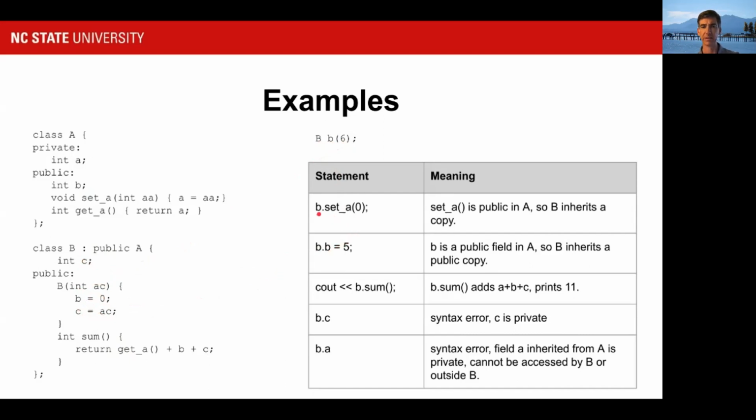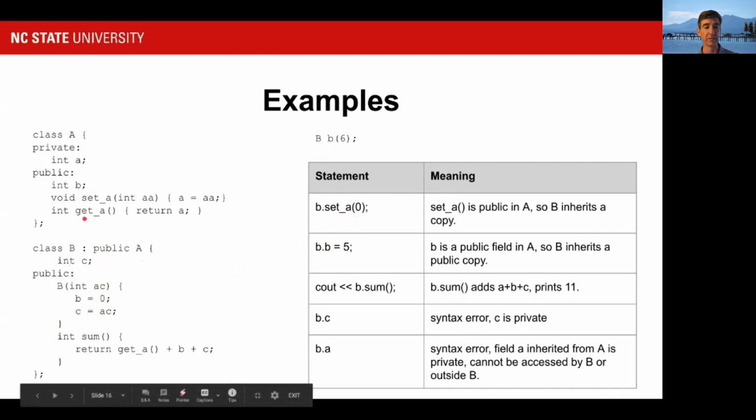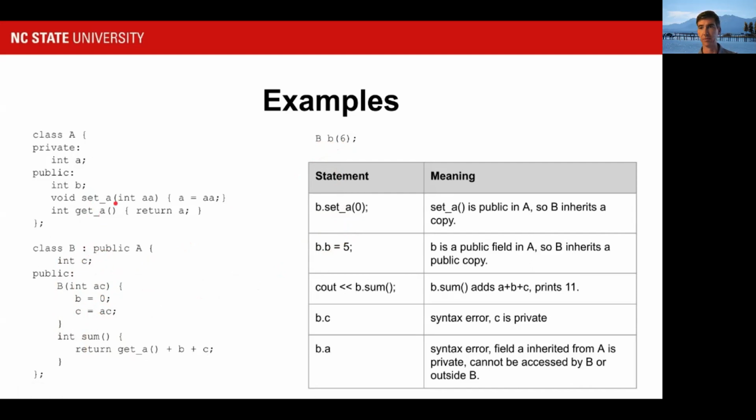Okay, so then the next thing I do is I say b dot set A. And so if you look at this, you see that inside B there is no set A function, but B inherits from A the set A function. And since it's public in A, it's also public in B. And so we can call set A and pass in the value 0.